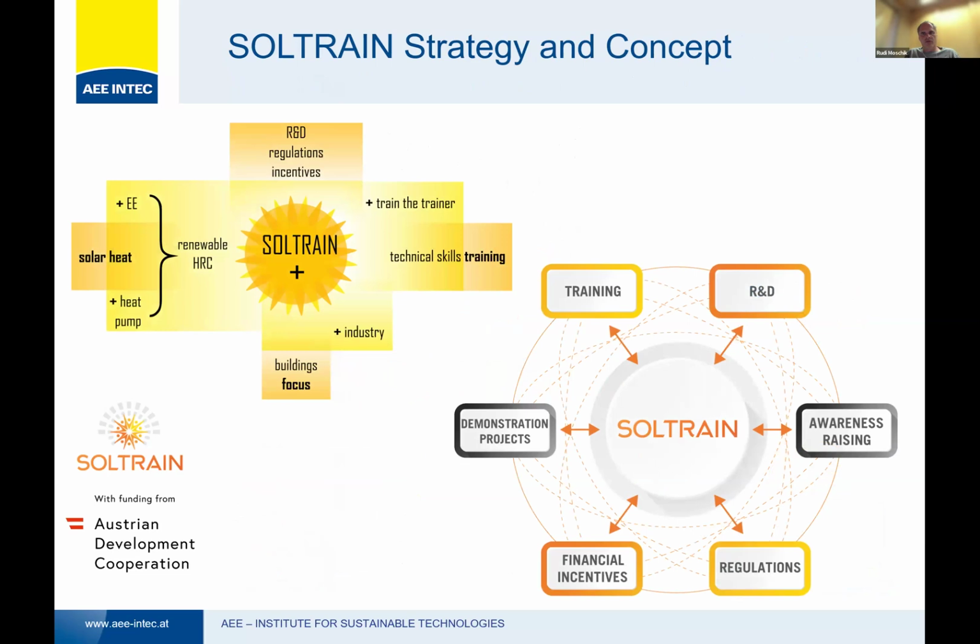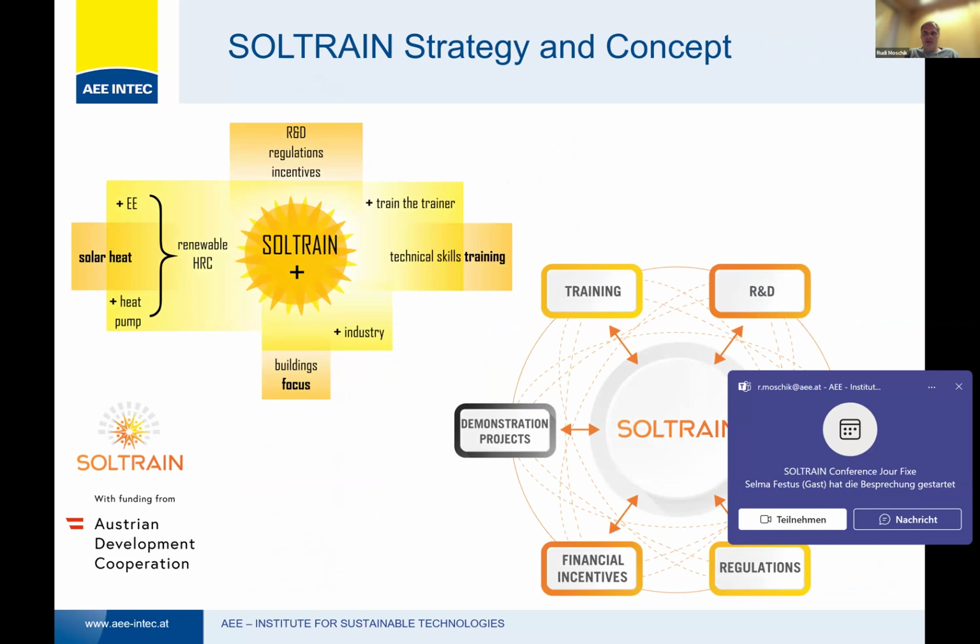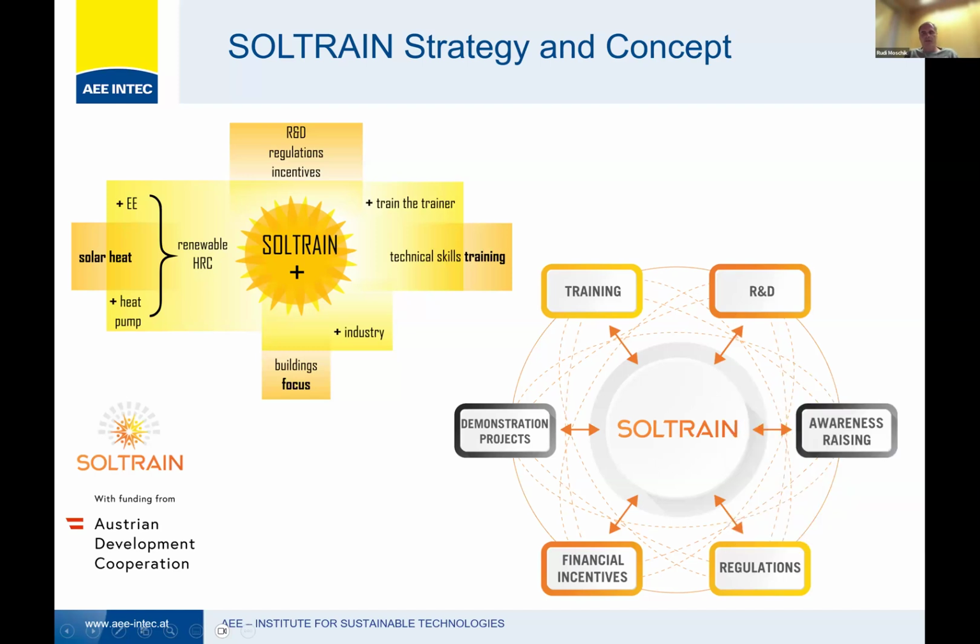And what is our approach? What is our concept in this project? We have on the one side a lot of training activities. We do research and development. We have a lot of awareness raising topics. We try to combine all stakeholders and provide information about regulations. SolTrain also provides some funding incentives, and out of this, we establish a lot of demonstration projects.